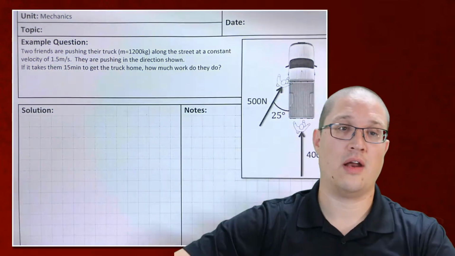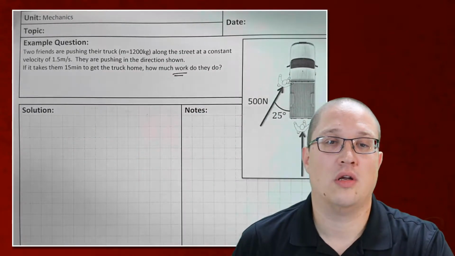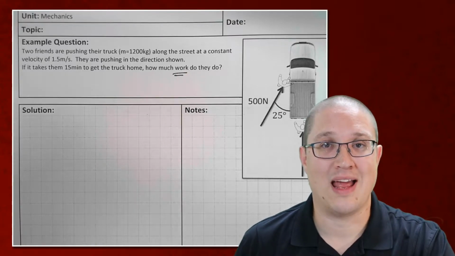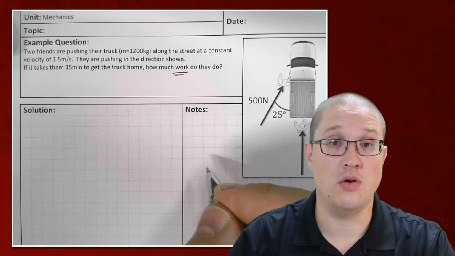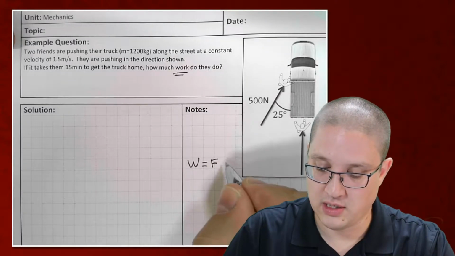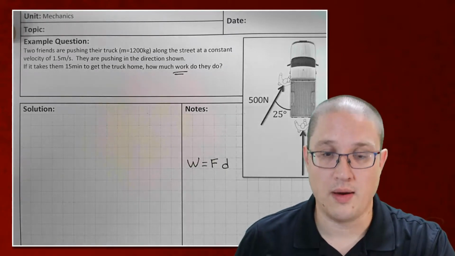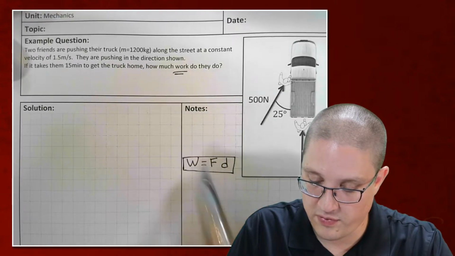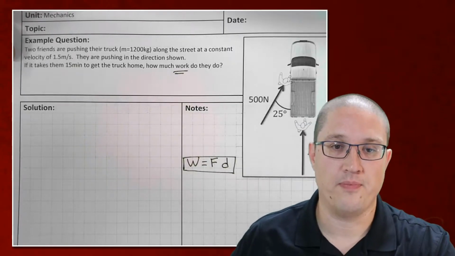So let's take a look at our example. In this case, it's asking the question, how much work do they do? Work is a physics quantity which measures energy change. So our very first new formula here is work is the force exerted times the displacement or distance traveled. Okay? Right away, work is force times distance. This is a brand new formula which you should make sure that you know because this is very important here.